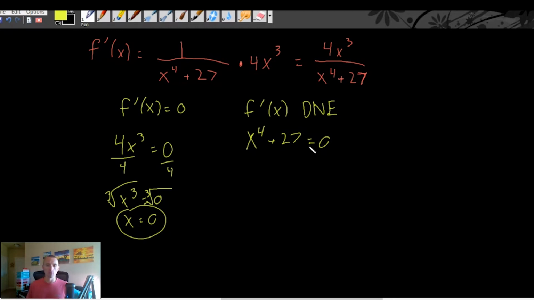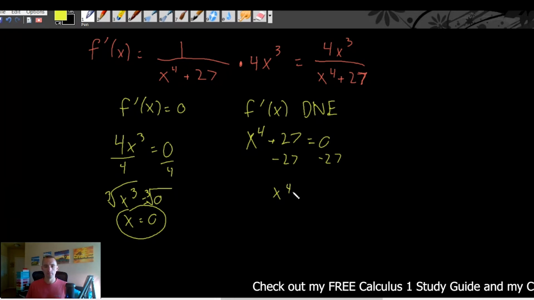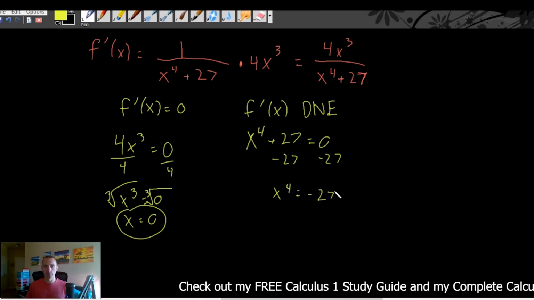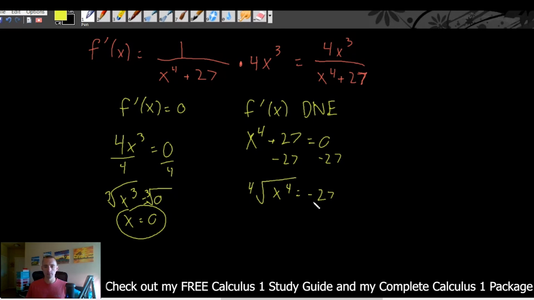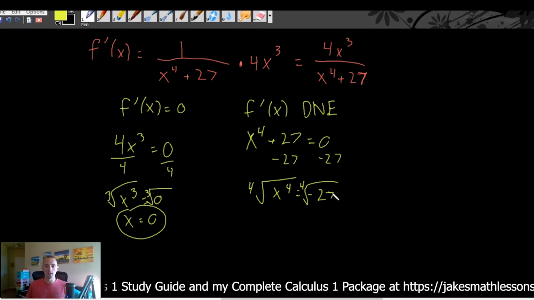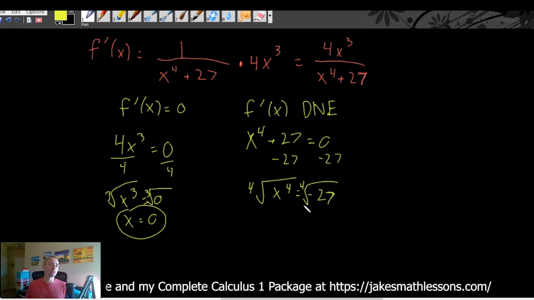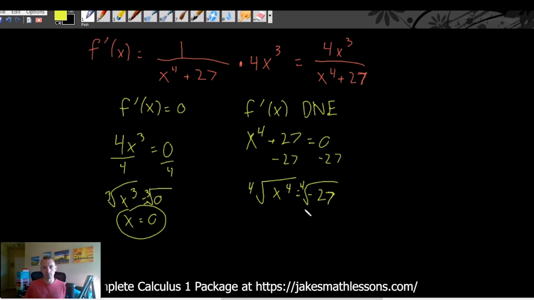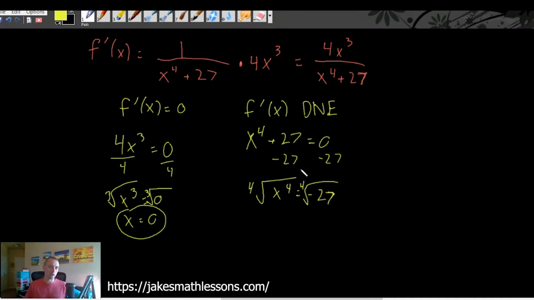And then for this one, let's basically just start to move everything over and get our x all by itself. So we'll subtract 27 from both sides. x to the fourth equals negative 27. Take the fourth root of both sides. And notice what happens here. We're taking the fourth root of negative 27. You cannot take an even root of a negative number. So this actually does not exist. This does not give us a real number. So this equation does not have any solutions. There are no x values where x to the fourth plus 27 equals 0.